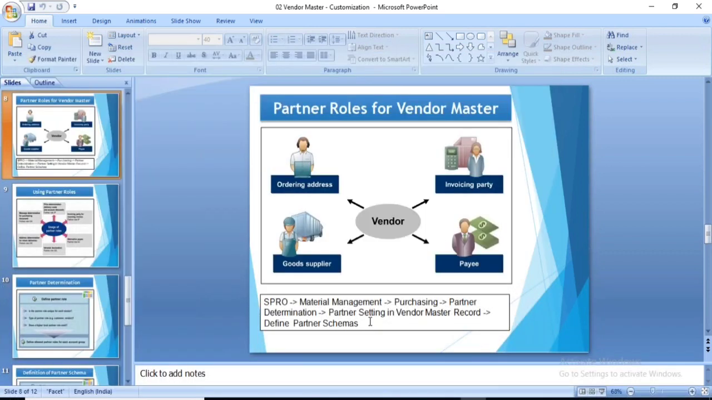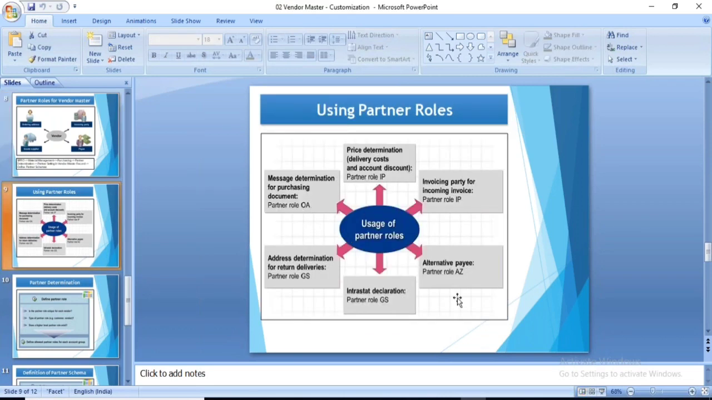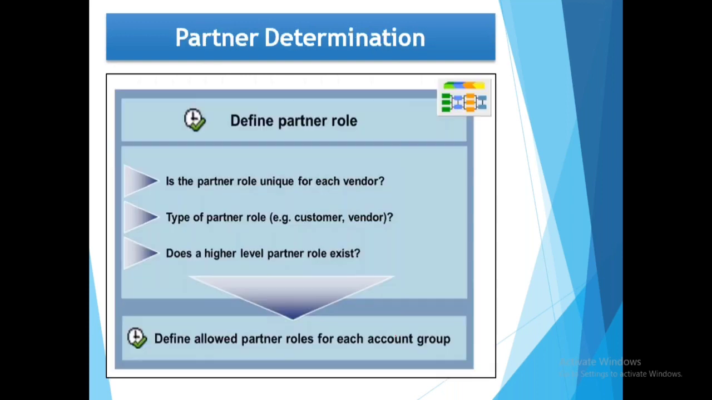This is the path. Partner roles will control all these things. We have different partner roles. Suppose you see here, for invoice party, there is a different partner role. For goods supplier, a different partner role. For ordering address, a different partner role. Like this you will have different partner roles. So first you define a partner role.